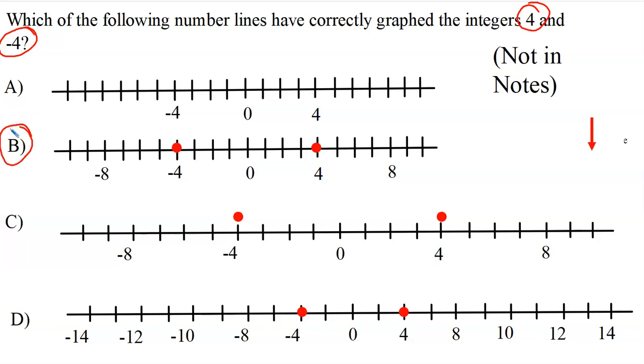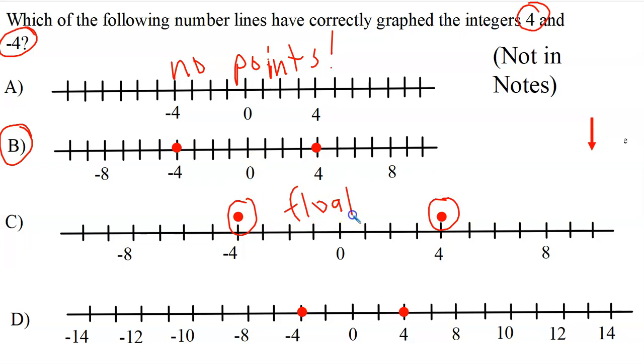So B is correct. A looks like a great number line. It's the same as B, but it has no dots, no points, right? So no points on this one. It's missing 4 and -4. Now C has points, but they're kind of floating, right? So these are floating points. Now it looks like a face. Floating points. Your points should not be floating. They should be on the number line.